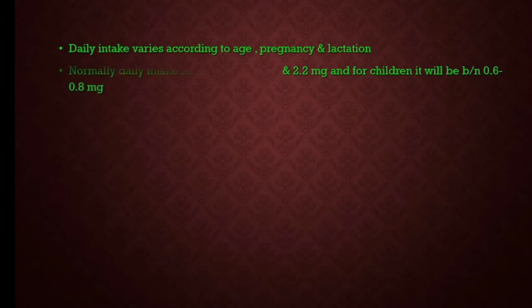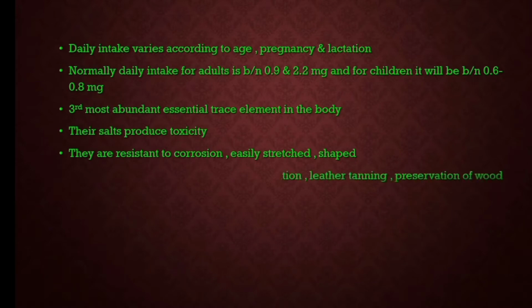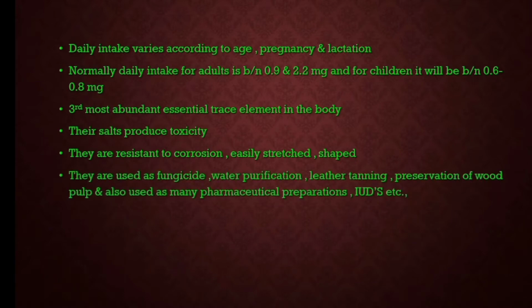Now coming here, the daily intake will vary according to age, pregnancy and lactation. In the normal daily intake, for adults, it should be between 0.9 to 2.2 mg, and for children, between 0.6 to 0.8 mg. And when coming to its essentiality, it is the third most abundant essential trace element in the body. And the copper salts will produce toxicity, not the crude metal.